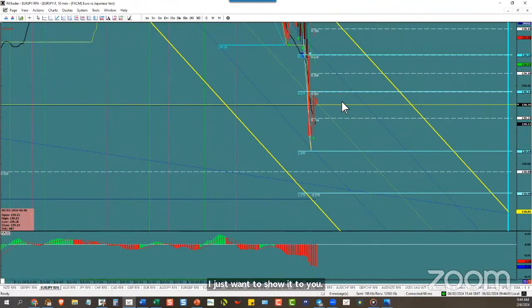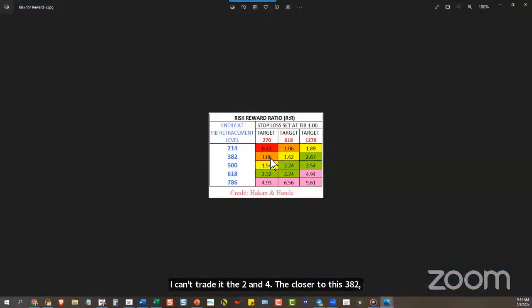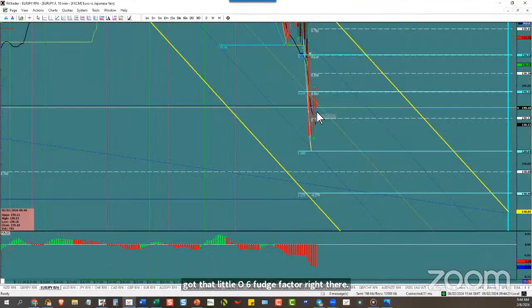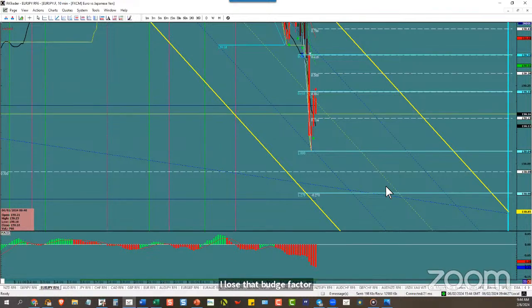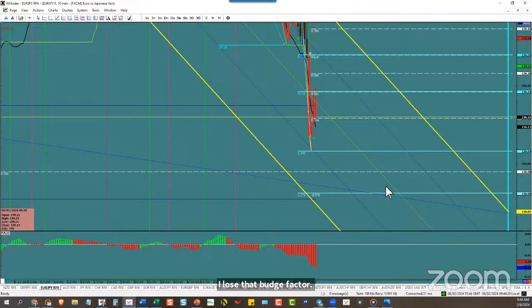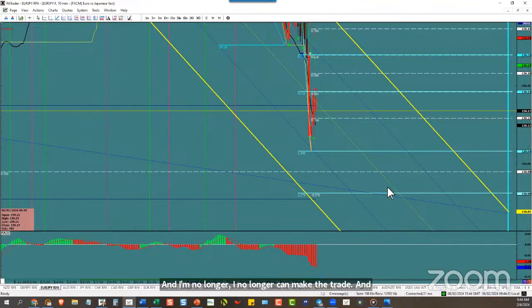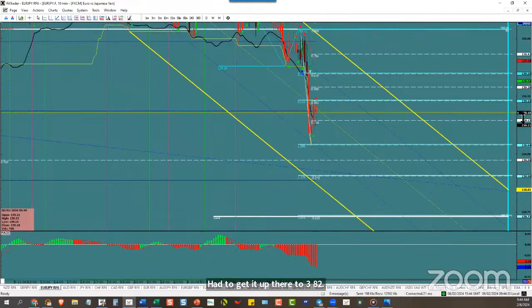All right. So any pullback up here, you're good. Now remember, it's 1.06. I can't trade it to 214. The closer to this 382, the better I'm at because it's a 1.06. So I got a little fudge factor here. All right. See that 1.06. So I got that little 06 fudge factor right there. If I lose that up here, where I trade it too low, I lose that fudge factor. And I no longer can make the trade. And as of right now, I can't make the trade. I had to get it up there to 382. All right. So now my only hope is it goes back up there.